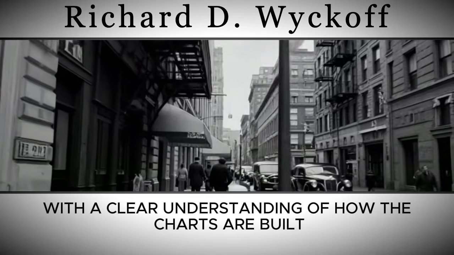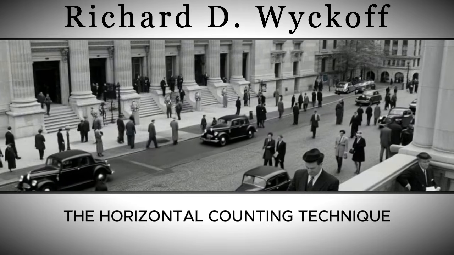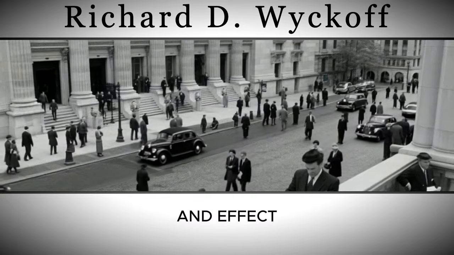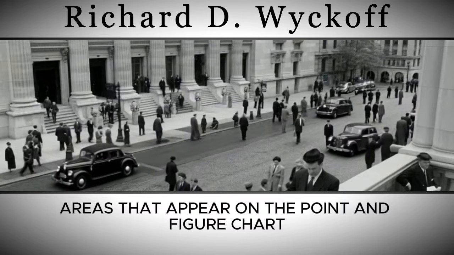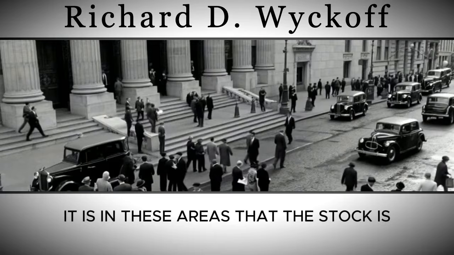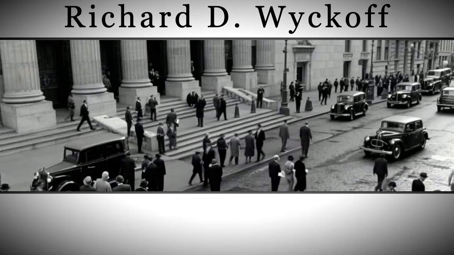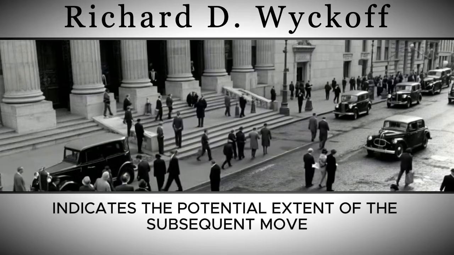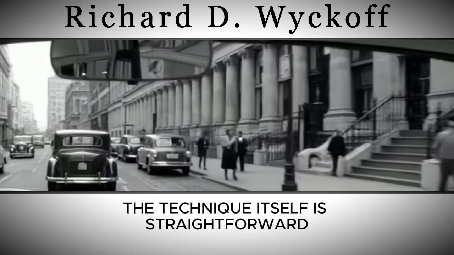With a clear understanding of how the charts are built, we can now delve into the core of the method, the horizontal counting technique. This is the practical application of the law of cause and effect. The horizontal formations or congestion areas that appear on the point and figure chart represent the cause being built. It is in these areas that the stock is either being accumulated for a future rise or distributed for a future decline. The width of this formation, measured by the number of columns it occupies, indicates the potential extent of the subsequent move. The technique itself is straightforward.